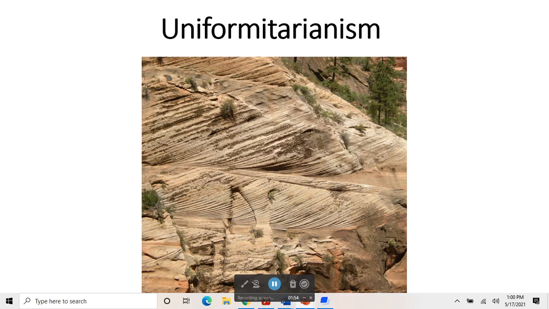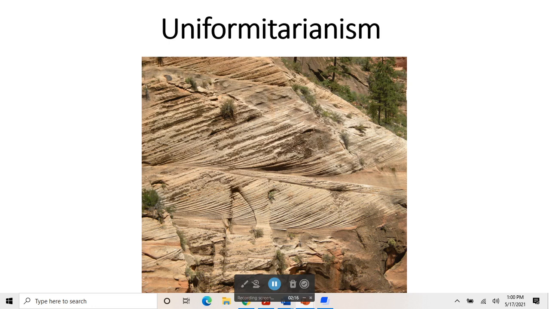Geologists use observations of modern processes in order to infer how past processes may have worked. So here's an image of a rock outcrop. We can observe in this rock that there are many different layers and that these layers are angled.